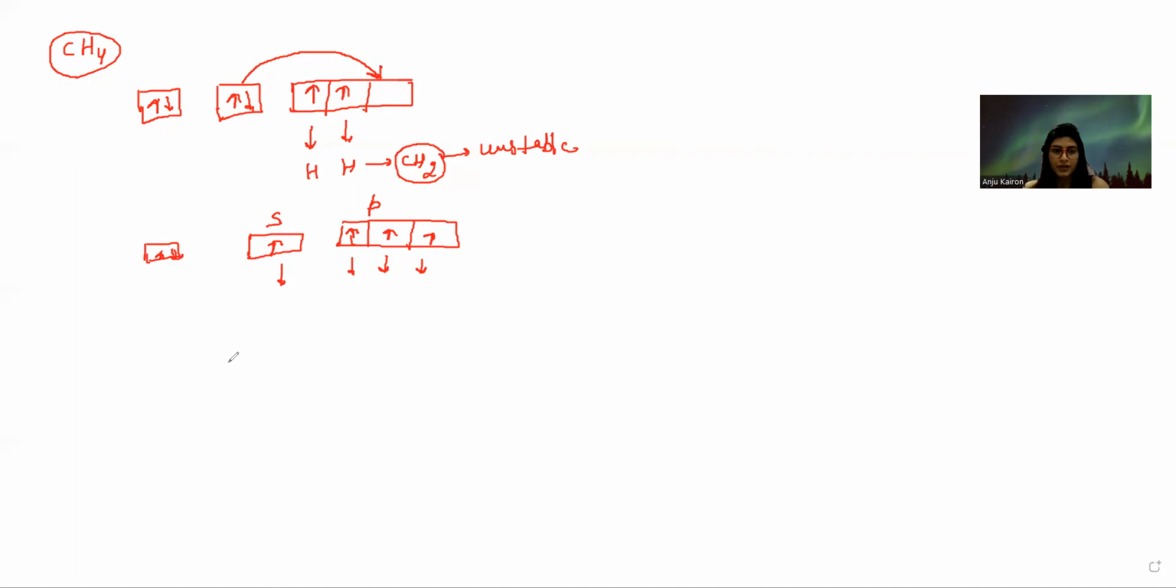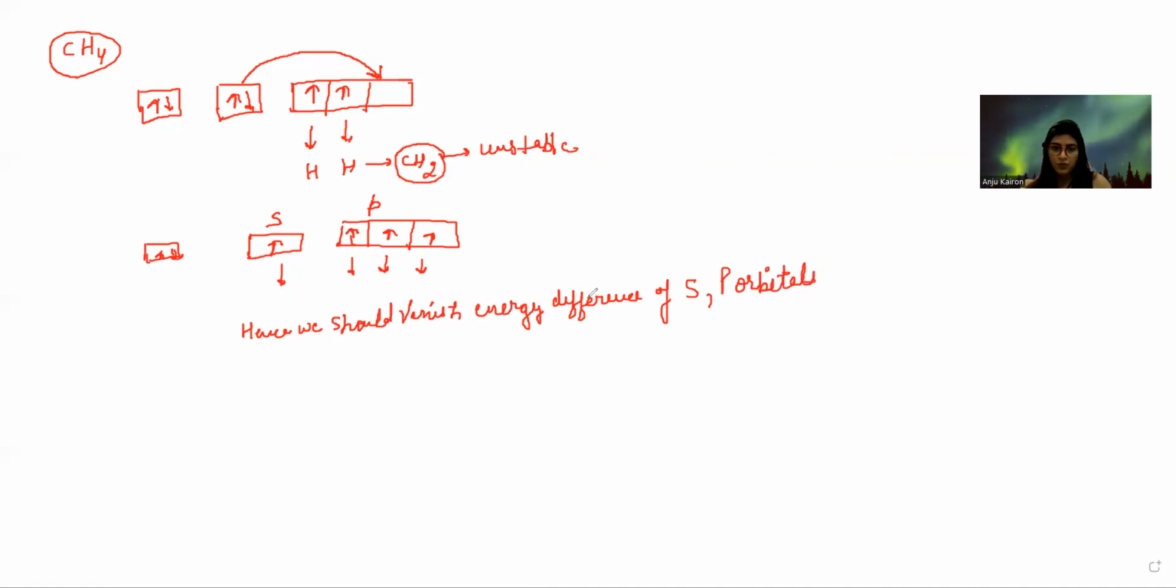But now the s and p orbitals have an energy difference. For bonding, the energy should be equivalent. So we have to vanish this energy difference of the s and p orbitals. To vanish this difference, we use hybridization.